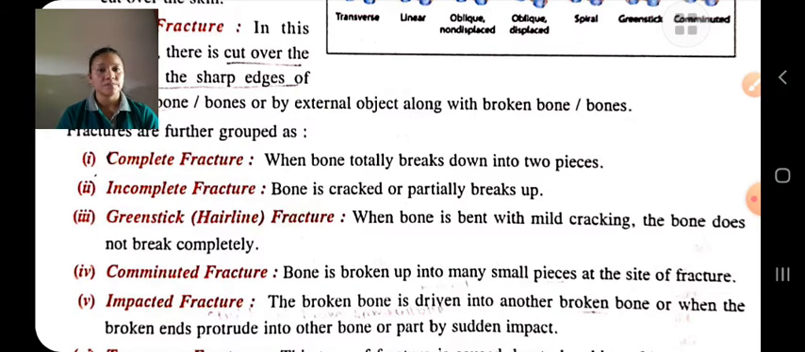Greenstick fractures: in these fractures the bone is bent with mild cracking. The bone does not break completely. It is usually seen in children because their bones are delicate and can bend.